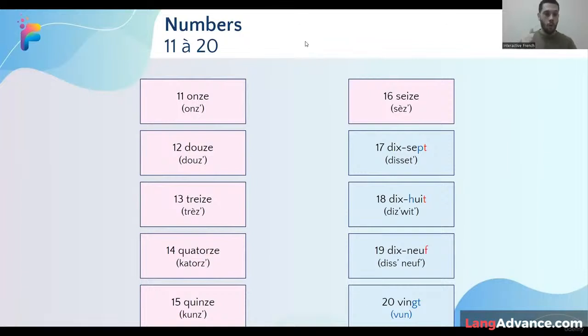Let's go. 11, 12, 13, 14, 15, 16, 17, 18, 19, 20. Okay? A little faster now. 11, 12, 13, 14, 15, 16, 17, 18, 19, 20.